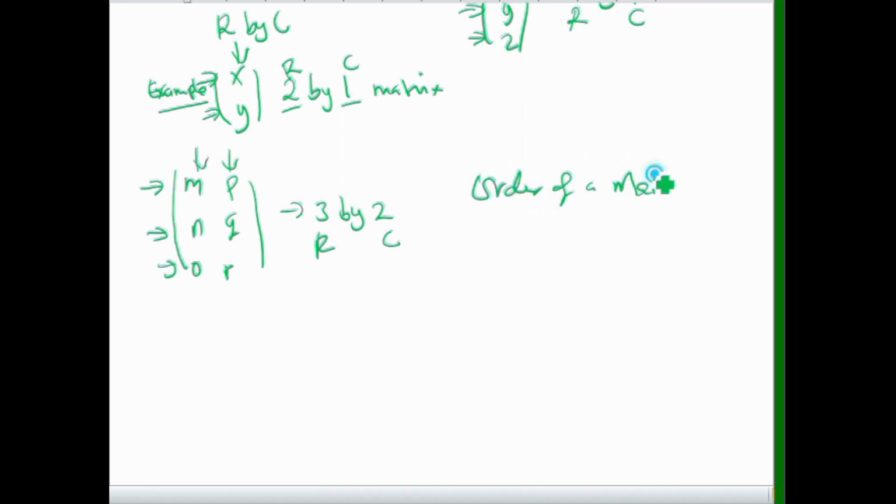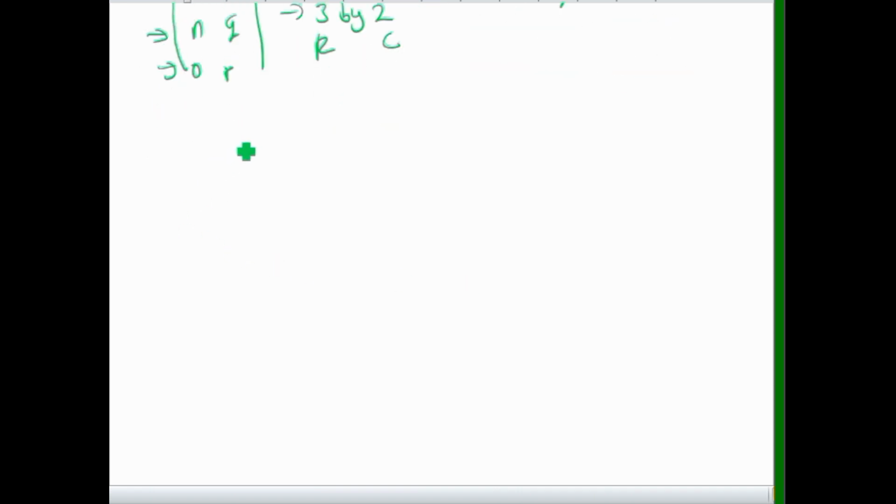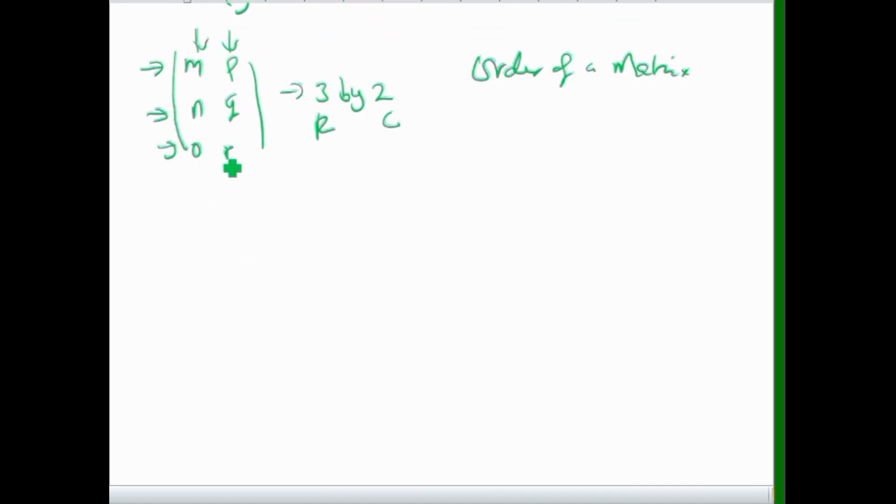And now, talking about multiplication, you first of all need to ask yourself, if you want to multiply a matrix by another matrix, is it possible? Now, for two matrices to be multiplied, for it to be possible, the number of columns in the first matrix must be equal to the number of rows in the second matrix. You need to take note of that.